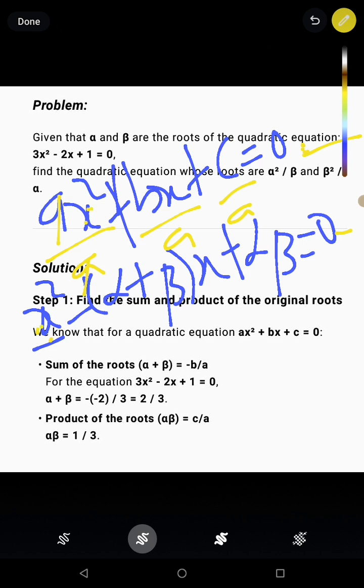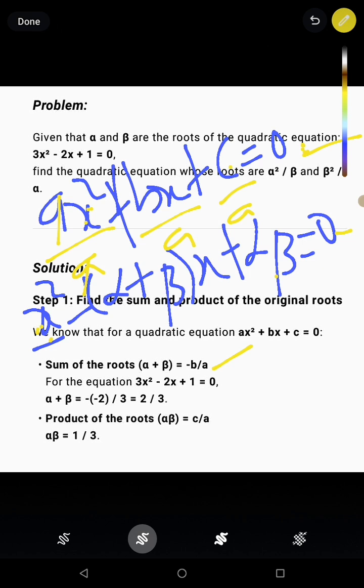Now, minus (alpha plus beta), we match what? b over a. Then take the minus to the other side. That's how we get this one. And alpha beta will match what? c over a. Comparing coefficients. So our sum is minus b over a, and our product is c over a. Sum being alpha plus beta, product being alpha times beta, and then we get that.